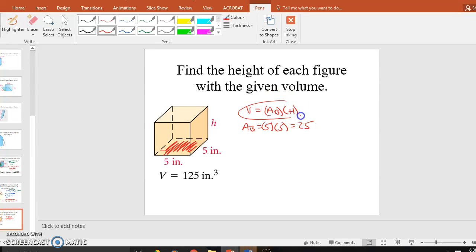If I plug what I know into this formula, the area of the base is 25, times the height, which I don't know, and the volume is 125. So what could I do to solve for the height? I could divide by 25, and the height is 125 divided by 25, which is 5. And that's how you would work backwards using the formula.